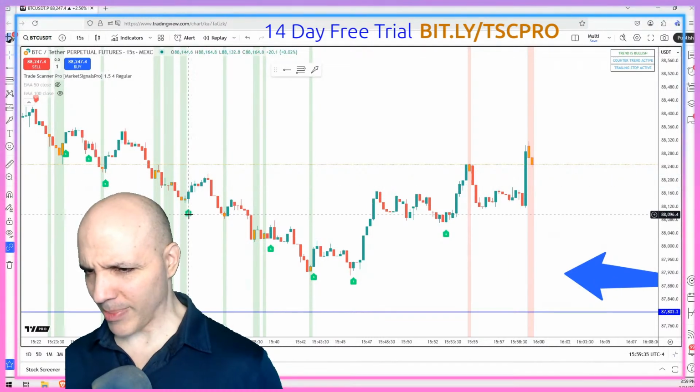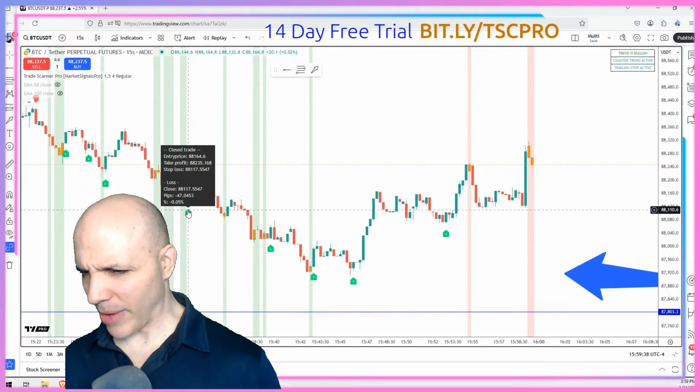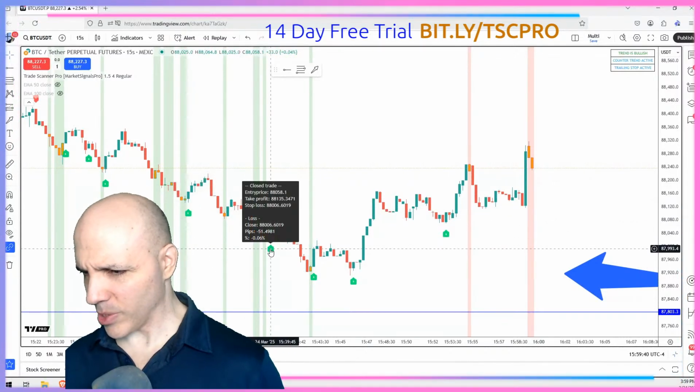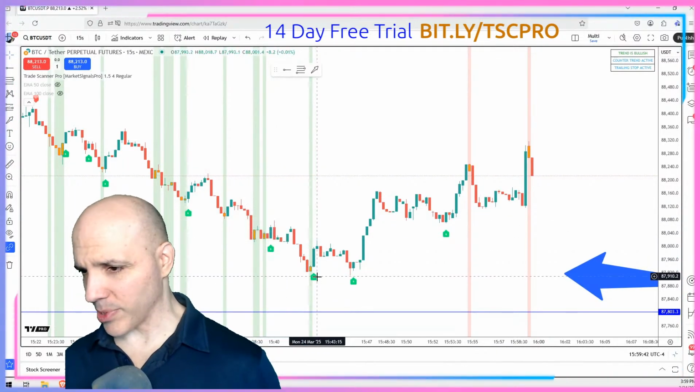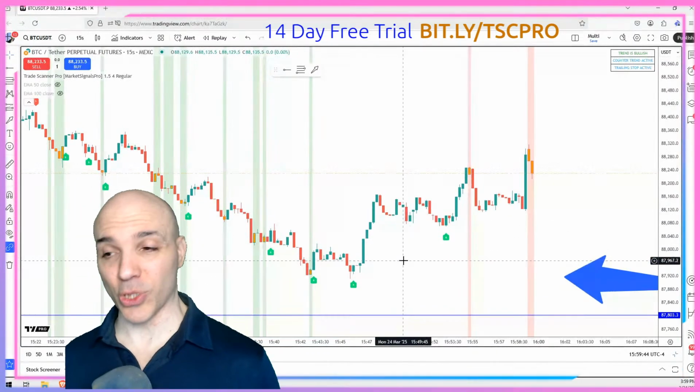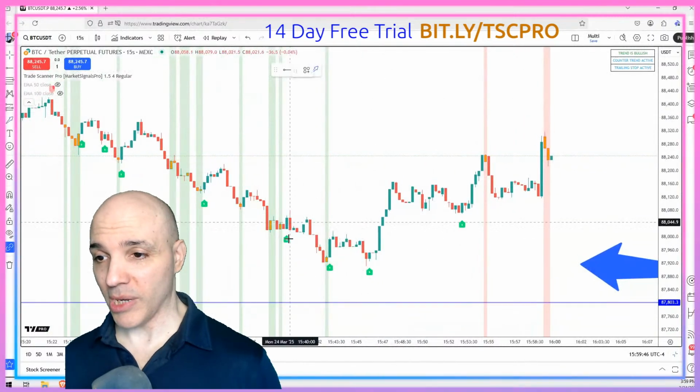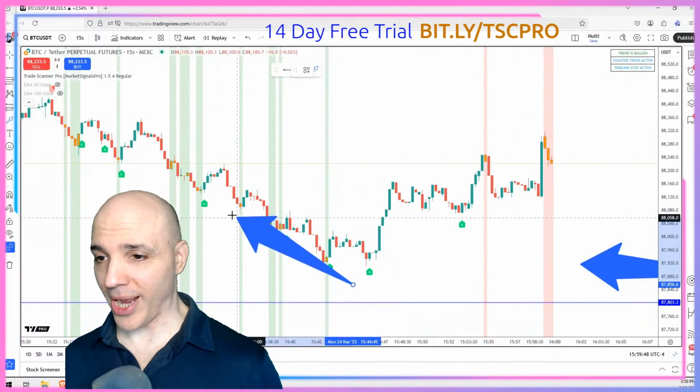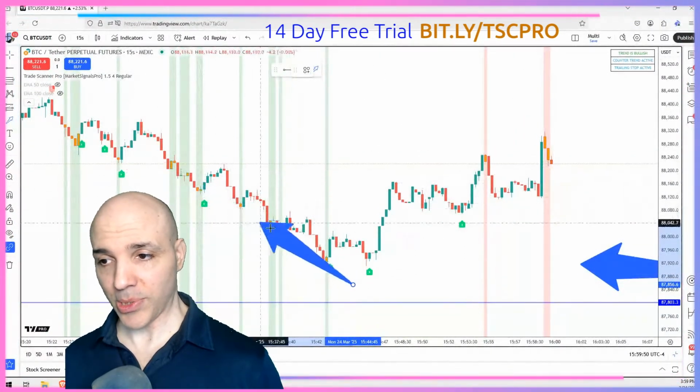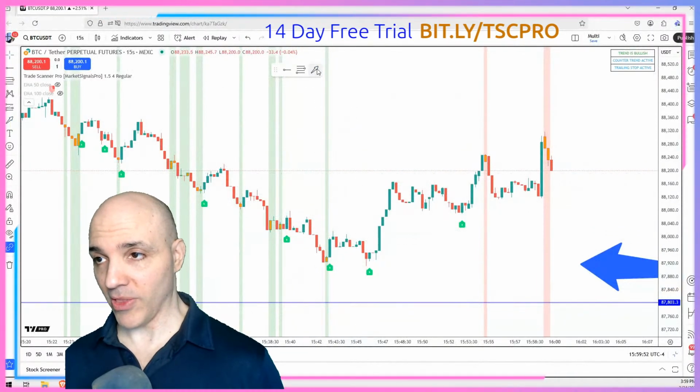82 points. How about this one? That one was a losing trade, 47 points. This one is a losing trade, 51 points. But again, this is a 15-second chart. The point is there's going to be a lot of noise. These trades are noise trades. But then look, this one worked.